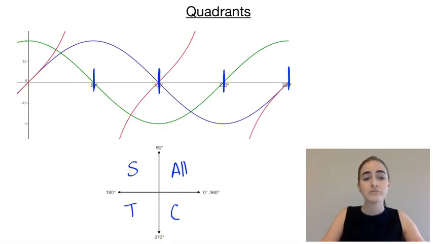Now the easy way to remember that is a little saying, all stations to central. So that'll help you remember which functions are positive in which quadrants.